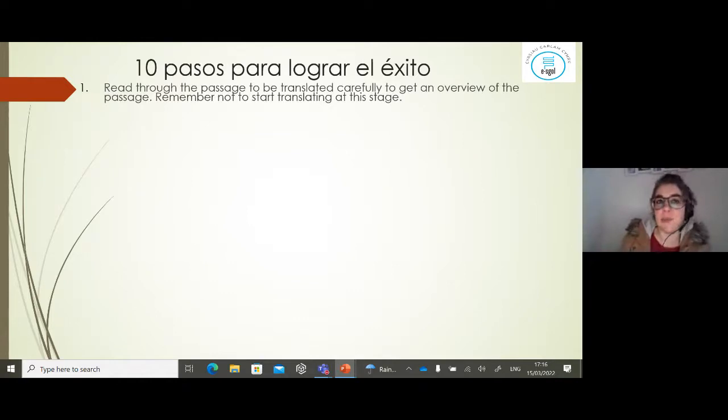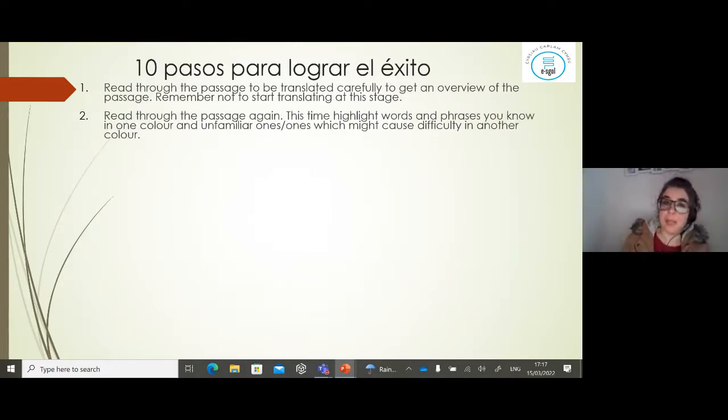The first one is read through the passage to be translated carefully to get an overview of the passage, and we're not just translating at this stage, we're just reading it through. We're going then to read through the passage again, highlight the words and sentences that we know in one color, and look at the ones that we don't know and highlight them in a different color.